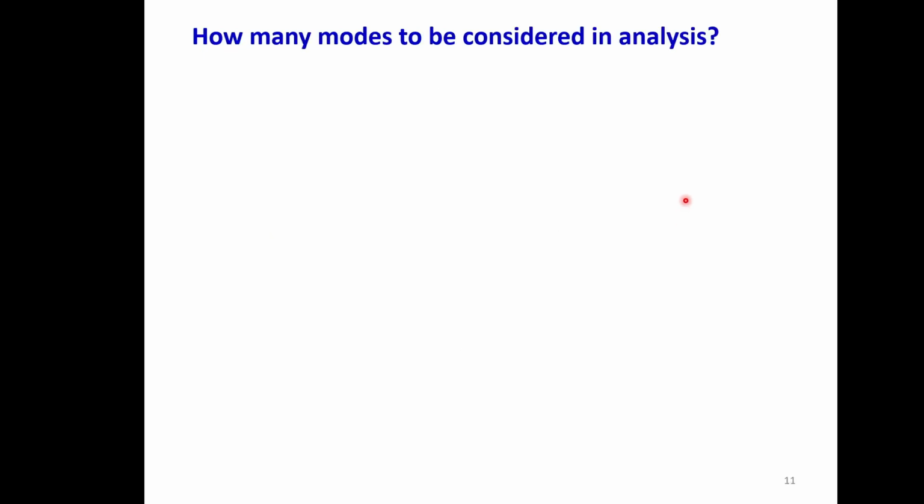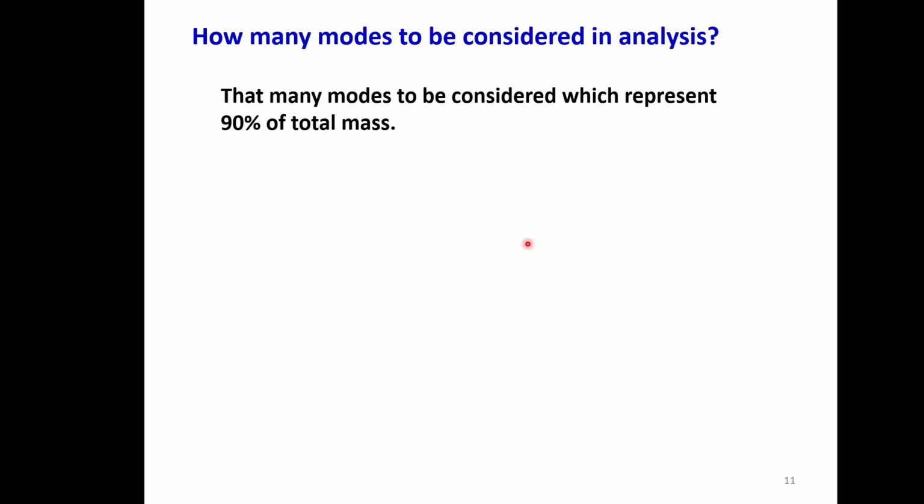Now how many modes will you consider in the analysis? Different codes give you the prescription of how many modes are to be considered. I have taken the case of the Indian code. The Indian code says as many modes are to be considered as can represent at least 90% of the total mass.